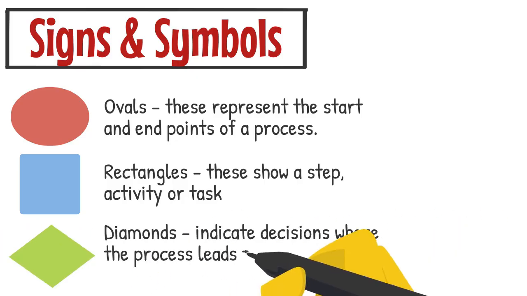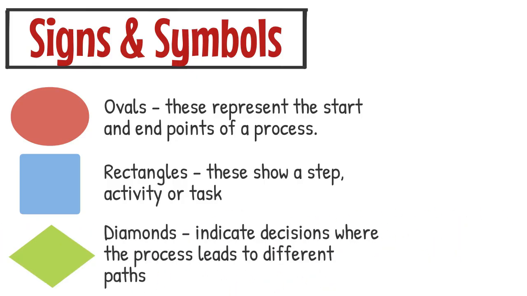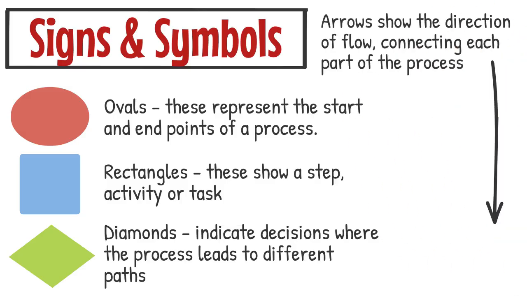Diamonds. These indicate decisions where the process leads to different paths. Arrows. These show the direction of flow, connecting each part of the process. The result? A clear visual map that shows how the process really works and where it can be improved.